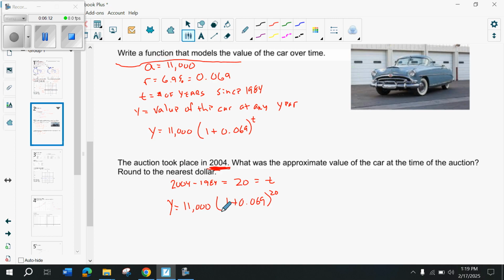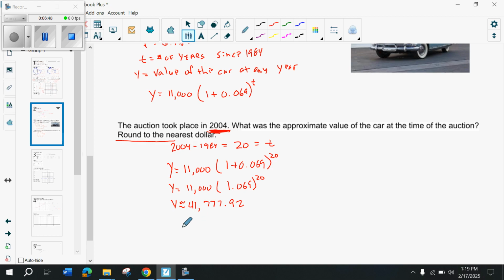Whenever you're doing these problems, I would highly recommend not rounding until you get to the very end. So do the addition in the parentheses first. It's still $11,000 here, and this is going to be 1.069 to the 20th power. Then take 1.069 to the 20th power and multiply it by 11,000, and I came up with approximately 41,777.92. It wants us to round to the nearest dollar, so the value of the car would be $41,778. And that's it. That's how you will use the exponential growth model.